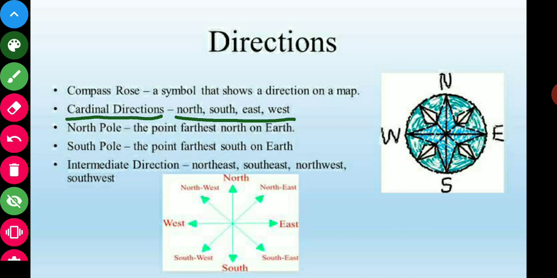There are also four subdirections: northeast, southeast, northwest, and southwest. And these are called the intermediate directions. These intermediate directions are in between the cardinal directions. So they are in between the north, south, east, and west.